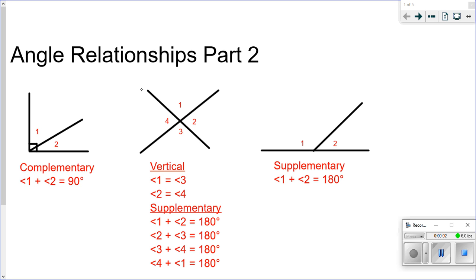Right, so this is part 2 of my lesson on angle relationships. If you haven't seen part 1 yet, I'll put a link up here in the upper right-hand corner, and you should go watch that before you do this one.